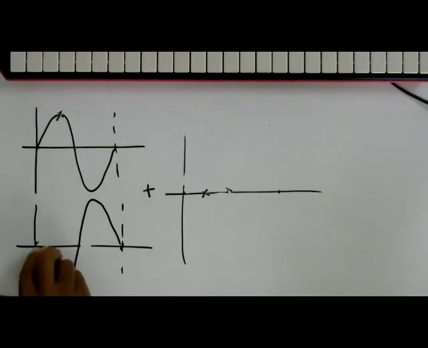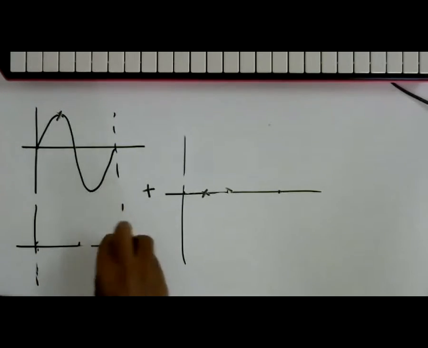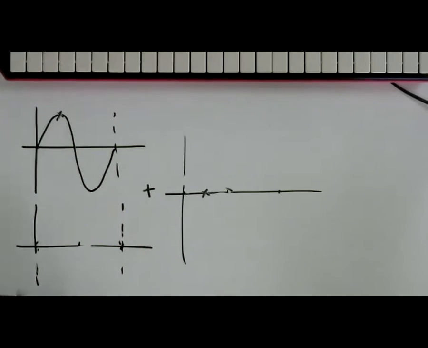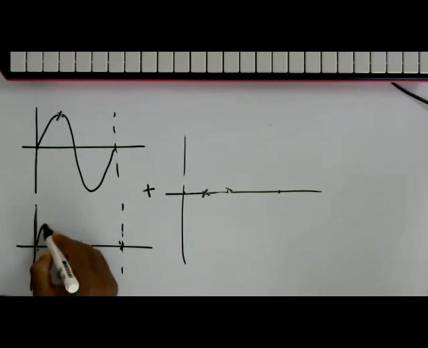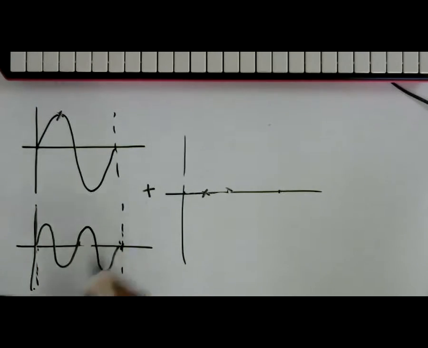Now, what if you have waves that are of differing frequencies? Okay, there is one wave over here. What if you have, instead of one wave, two waves over here?